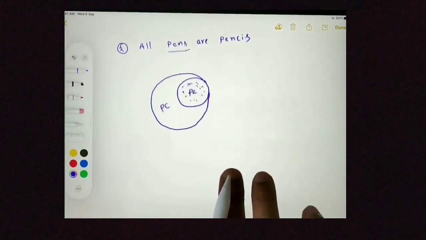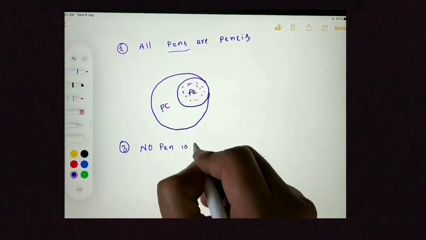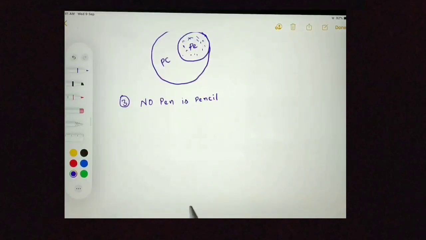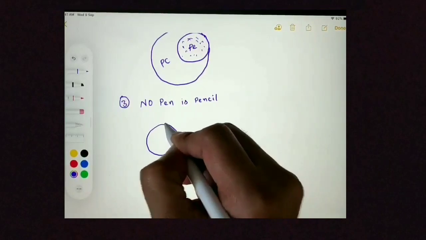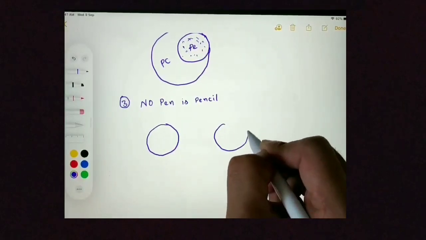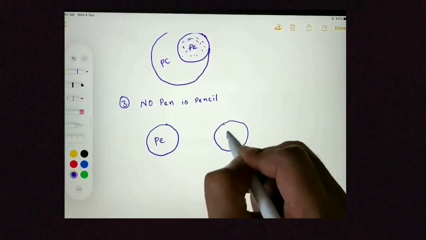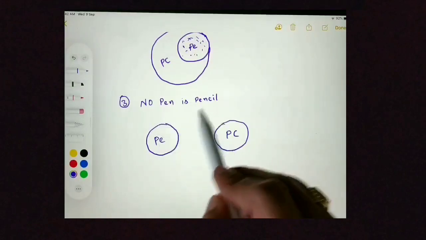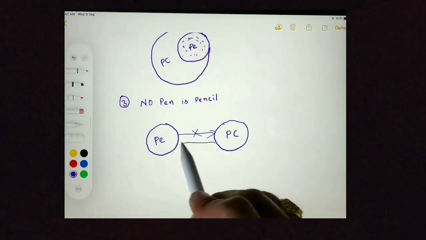Next statement is no pen is pencil. For these kinds of statements, we draw circles which are disconnected, pen and pencil. As I already said, if we say no pen is pencil, it is also true that no pencil is a pen.